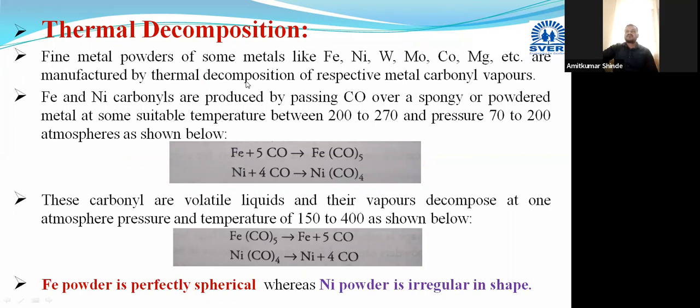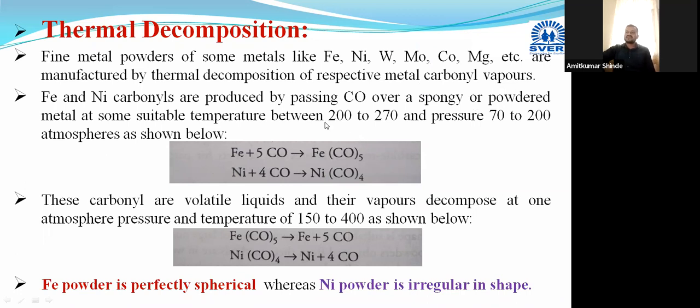Okay, with the help of this, we can obtain the powder of different metals like iron, nickel, tungsten, molybdenum, cobalt, magnesium. Okay, all these fine metal powders can be manufactured by thermal decomposition of their respective metal carbonyl vapors. So what is the meaning of this metal carbonyl? Okay, metal carbonyl vapors, that is, metal carbonyl in the form of vapor.